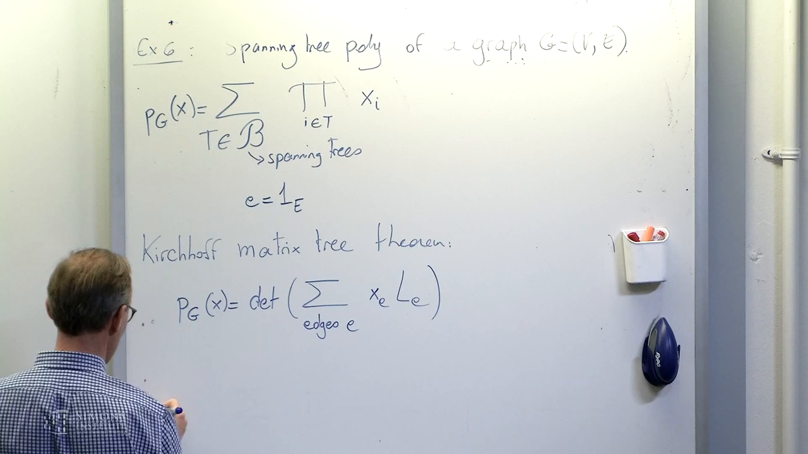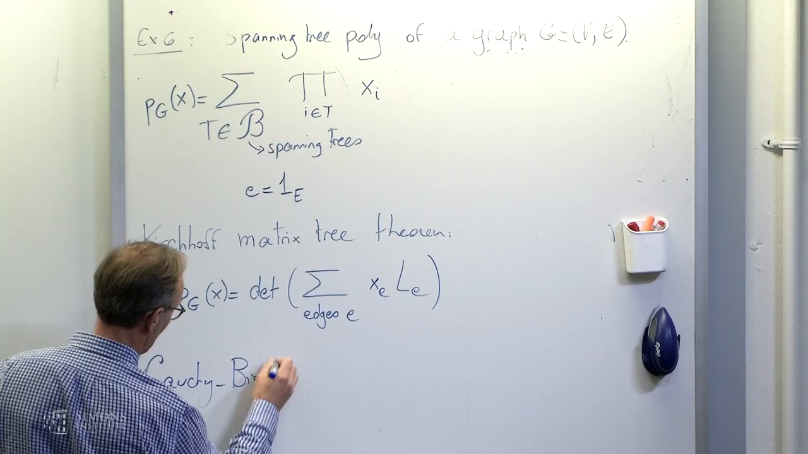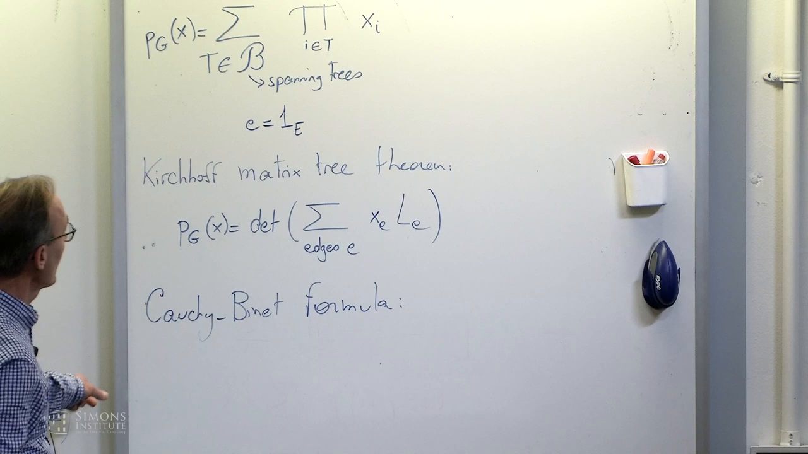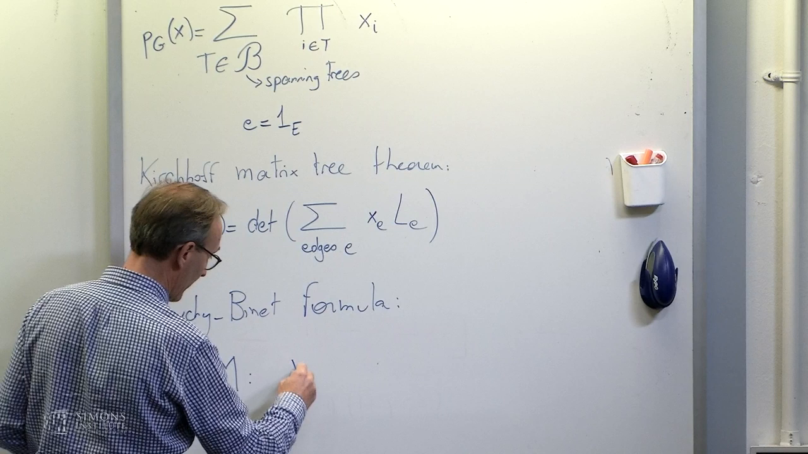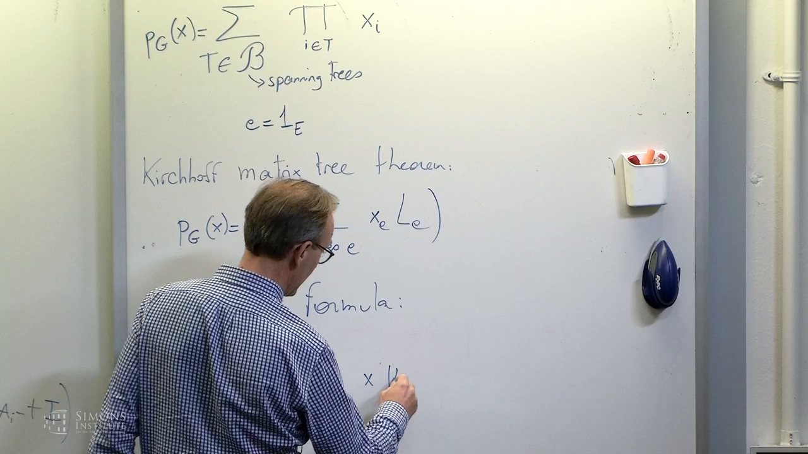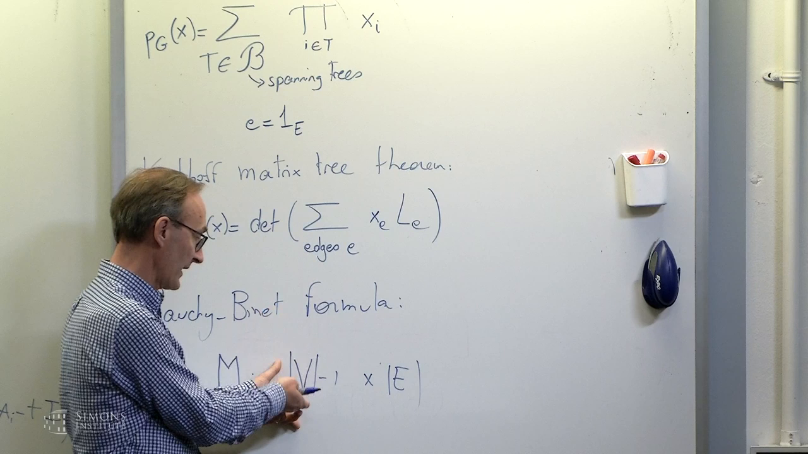Another way of doing it is to use the Cauchy-Binet formula that Cheyenne mentioned this morning. What you can do in that case is look at the matrix M, which is a (V minus 1) times E matrix. The rows are indexed by all vertices except one, and the columns are indexed by all edges.